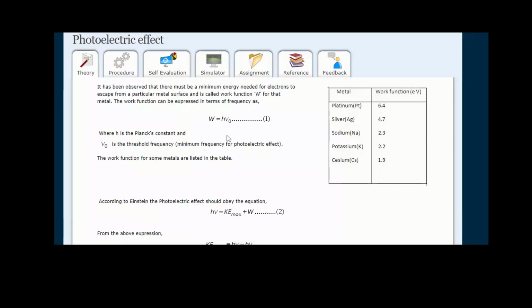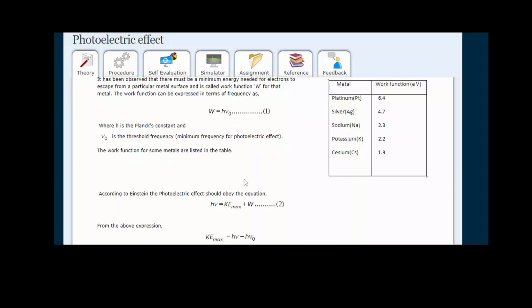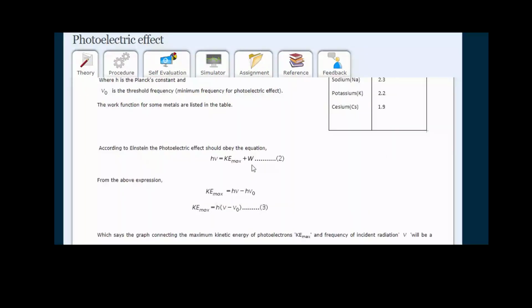From here you can see this is equation number 1, which is W equal to h nu naught. H nu naught is the work function of the metal, so at minimum this much energy is required. 6.4 electron volt of energy is required when we are using platinum. When you give more energy, the excess energy is given to the electrons in terms of kinetic energy. If you have given 8 electron volt, 6.4 is used as the work function.